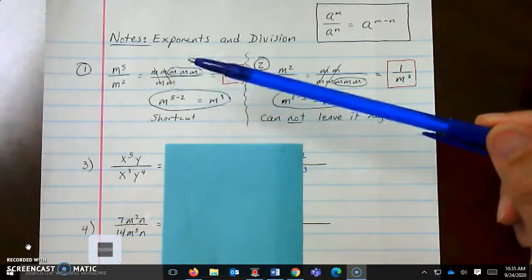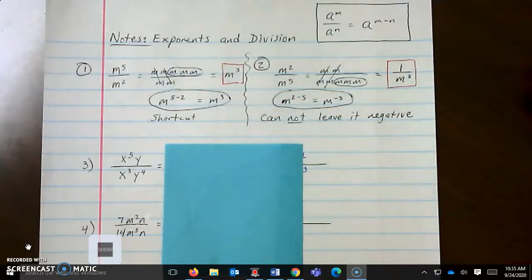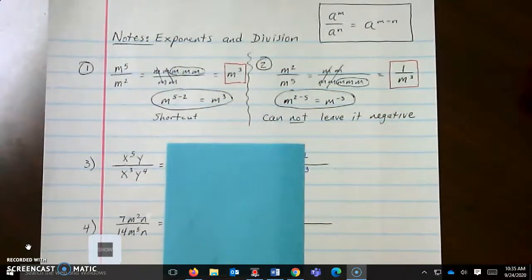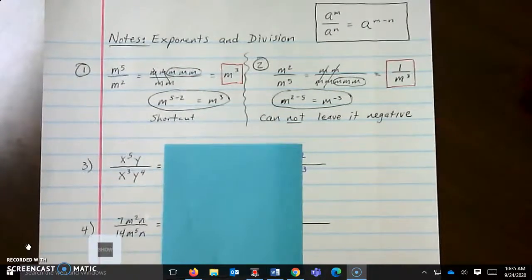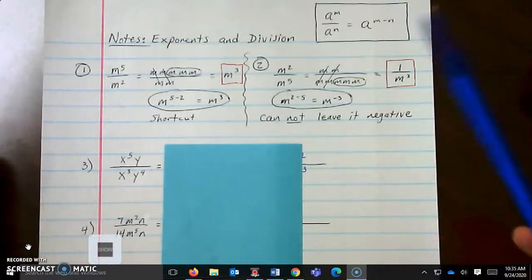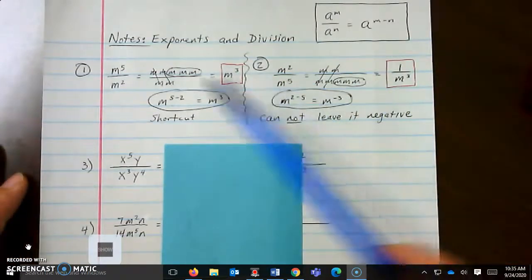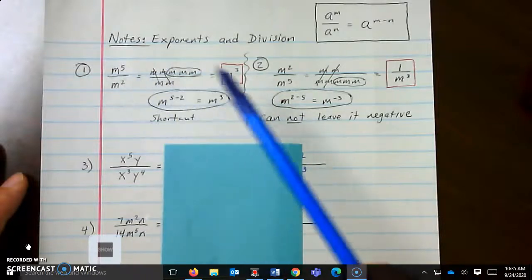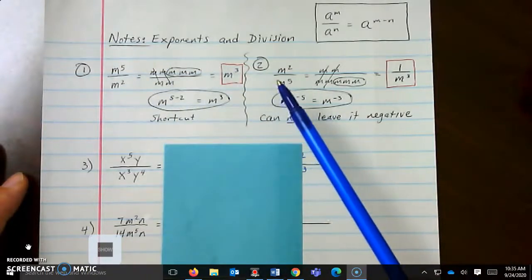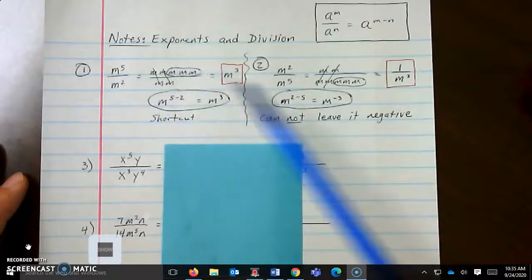I was having you write stuff out just so you can see why these shortcuts work. And if you ever get stuck and you forget the rules, if you understand how to write it out, you'll figure it out. Another reason we're going to write it out is look at this one. You can see these two are inverses, right? They're kind of flip-flops, if you want to call it that.